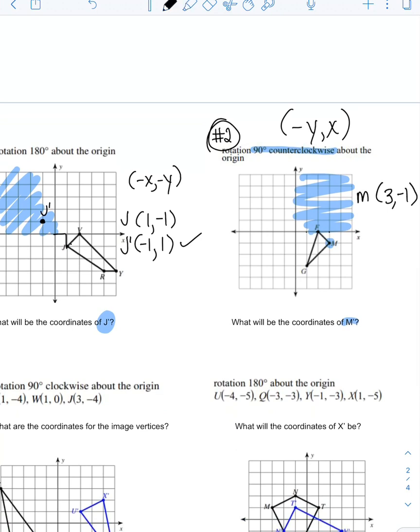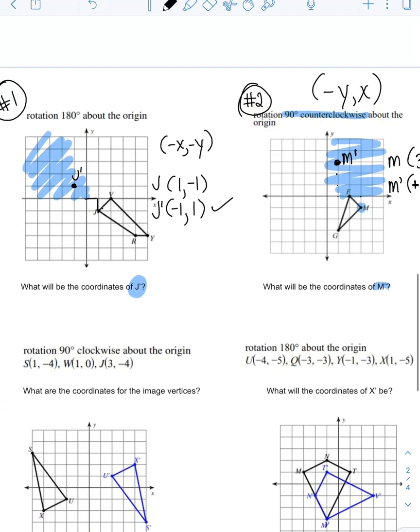Now let's follow the rule. So the rule says swap the X and the Y and change the sign of the first number. So that becomes a +1, 3. Well, let's graph that and see if we were right. +1 to the right 1, up 3. 1, 2, 3. Yup. So I have gone to the correct place.